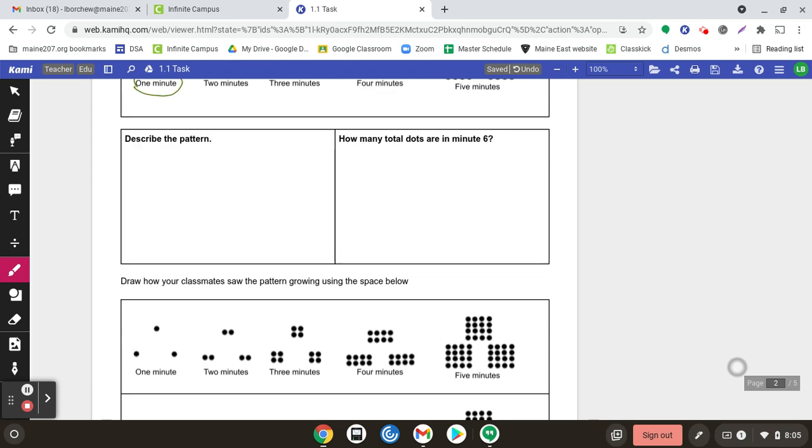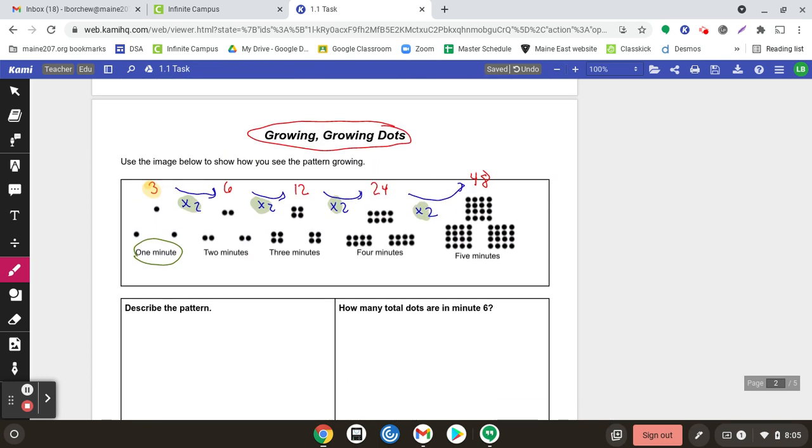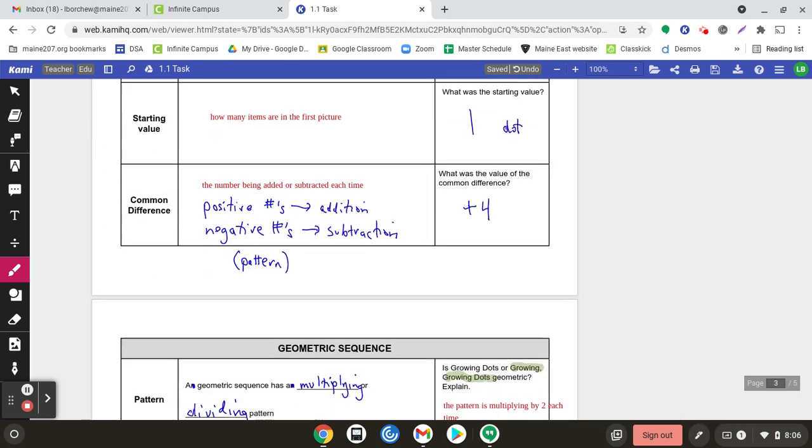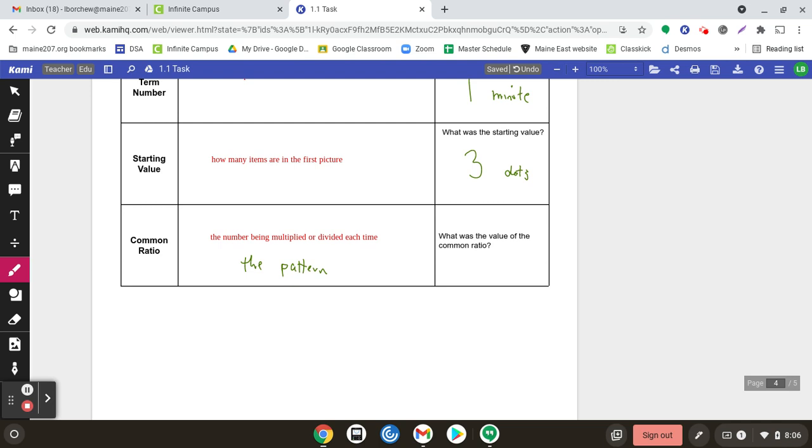So go to page 2, and what was the pattern again? It was specifically multiplying by 2 or doubling. So I'm going to say the common ratio is times 2, but I'm going to write it as 2 over 1 because a ratio is a fraction. So 2 is the same thing as 2 over 1.